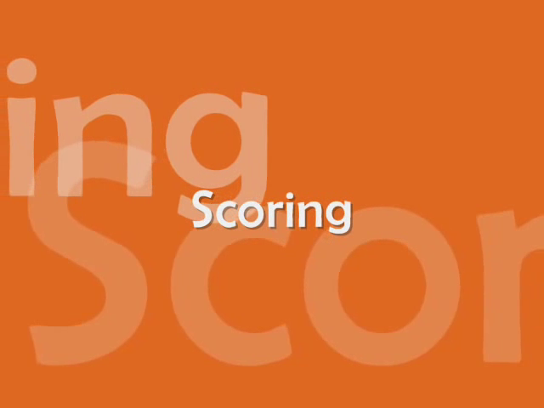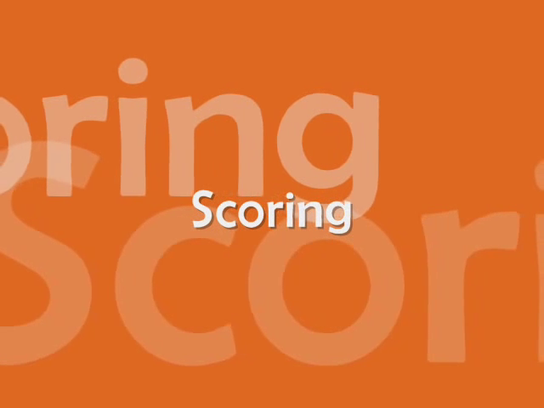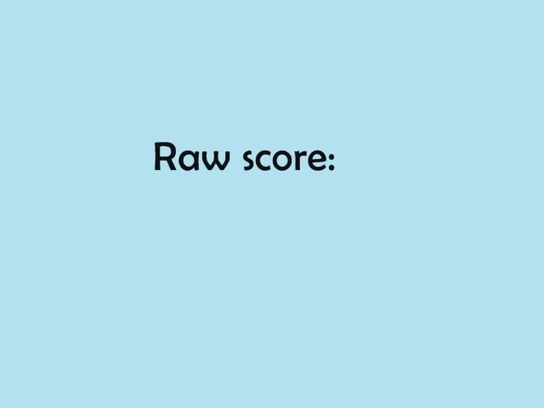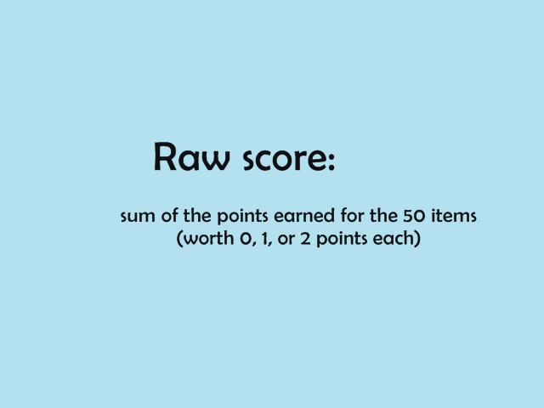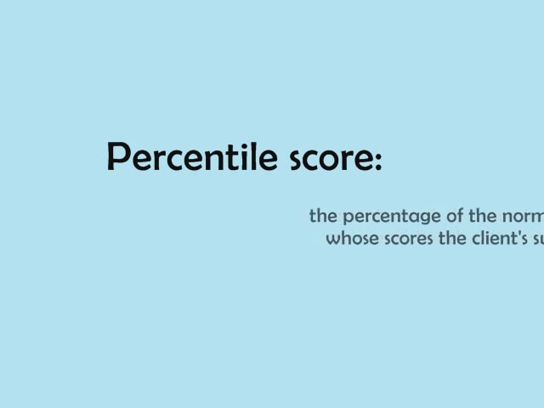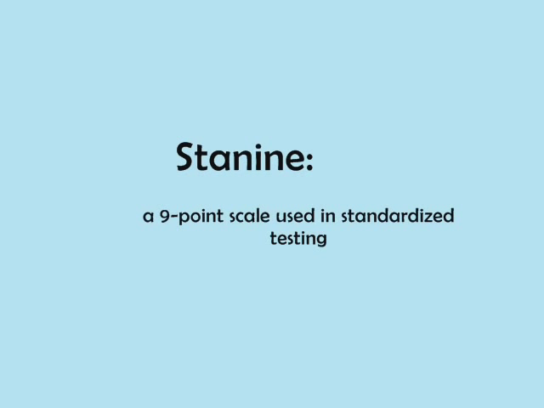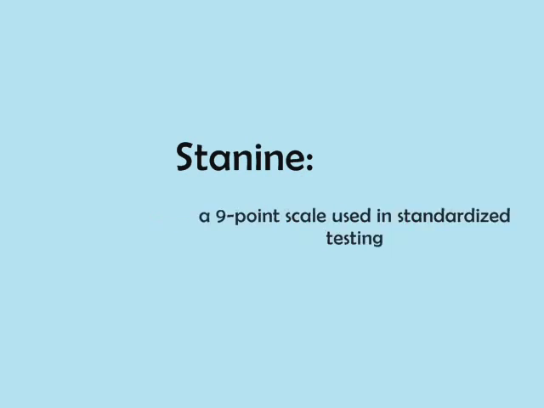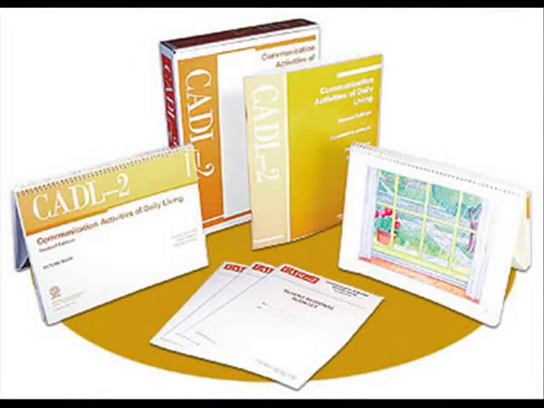After the diagnostic session, the clinician should add up the points earned for all 50 items. This will yield the client's raw score, which the clinician may then convert into percentile and Stanine scores by using the conversion charts in the examiner booklet. This has been a brief overview of the CADL-2. Please stay tuned for further details on statistical data and administrative information.